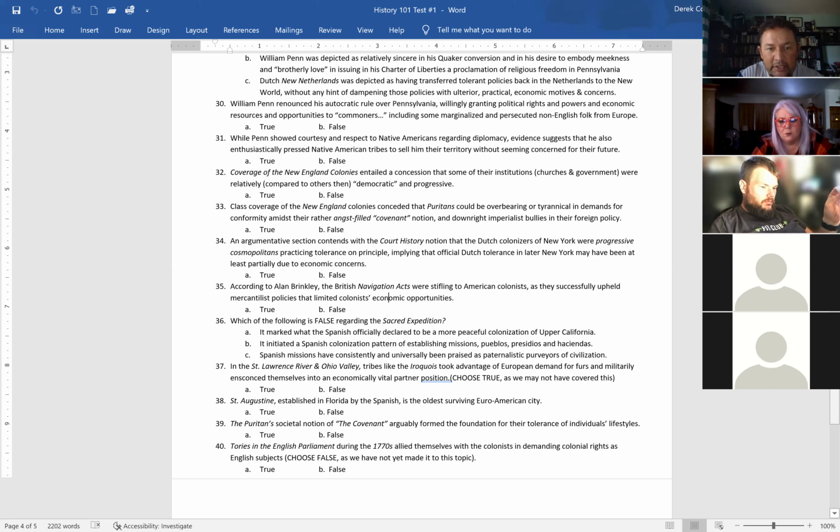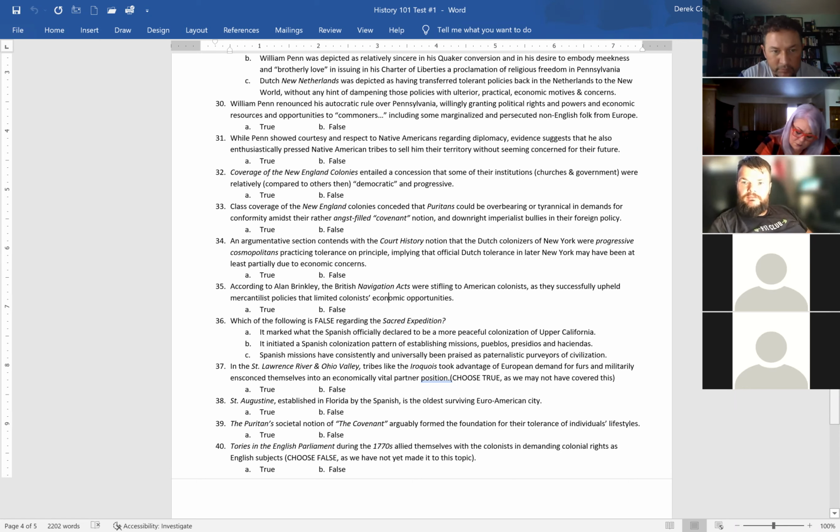B, it initiated a Spanish colonization pattern of establishing missions, pueblos or cities, presidios or military forts, and haciendas or plantations and farms. That is true. C, Spanish missions have consistently and universally been praised as paternalistic purveyors of civilization. No way. Remember, the Spanish court history absolutely depicted them as such, but revisionist history has torn into that for decades.